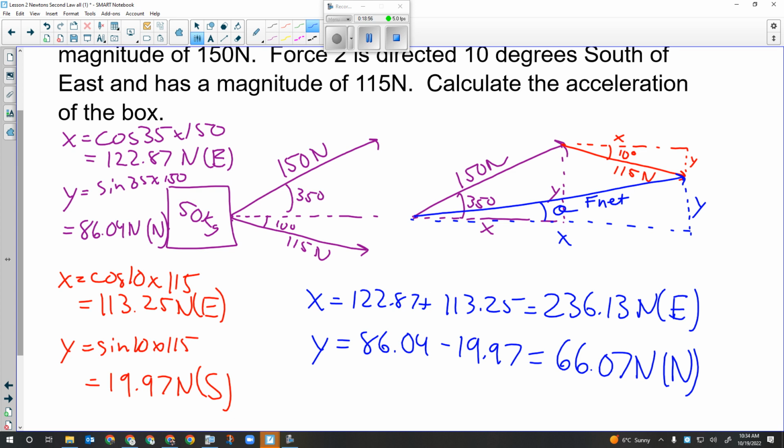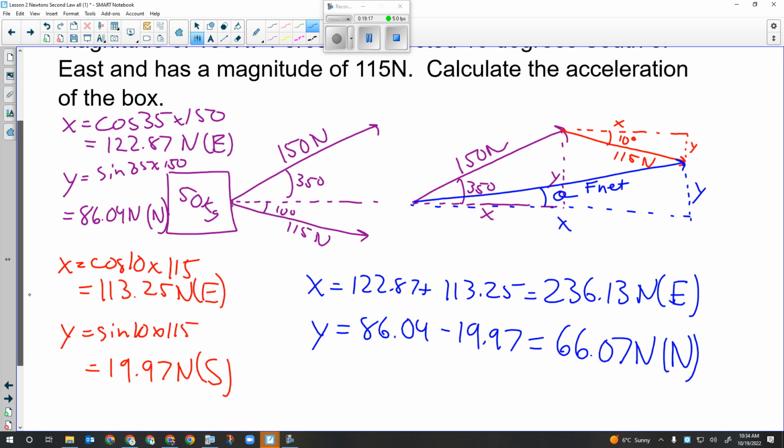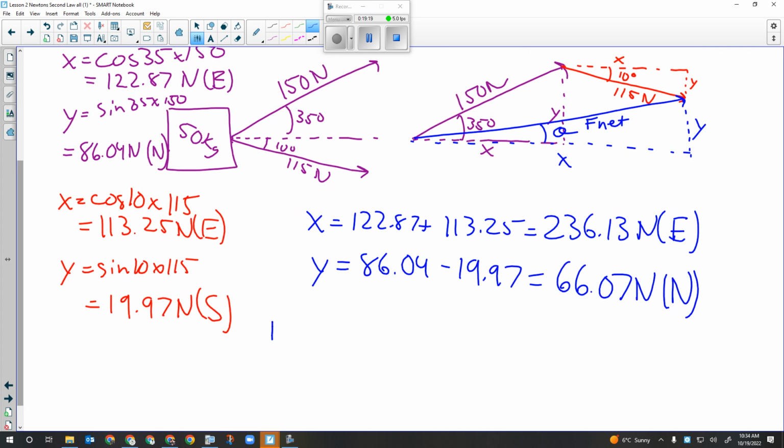Okay, now what? Now you find your angle. Before I find my angle, I usually do this other step first: use the Pythagorean theorem to get my net force, since those are the two components of my net force. Then from there, I'll get the angle. So F net is going to be the square root of 236 squared plus 66 squared, obviously with all the decimals.